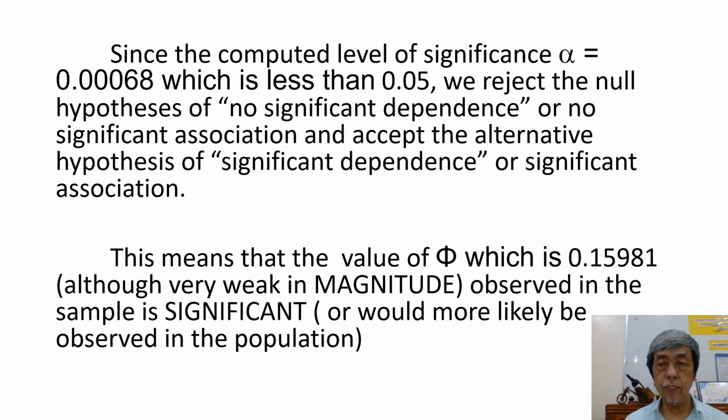Since the computed level of significance, which appears on the Excel sheet, is equal to 0.0068, which is less than 0.05, we reject the null hypothesis of no significant association and accept the alternative hypothesis of significant association. This means that the value of phi, which is 0.15981, although very weak in magnitude, observed in the sample is significant or would more likely be observed in the population.